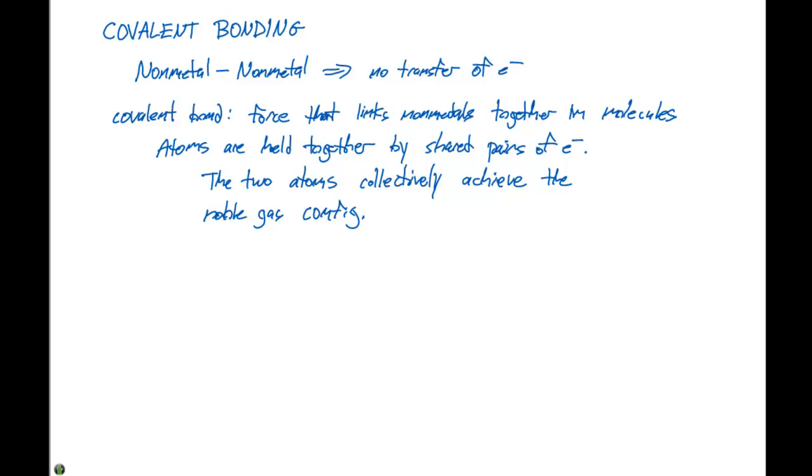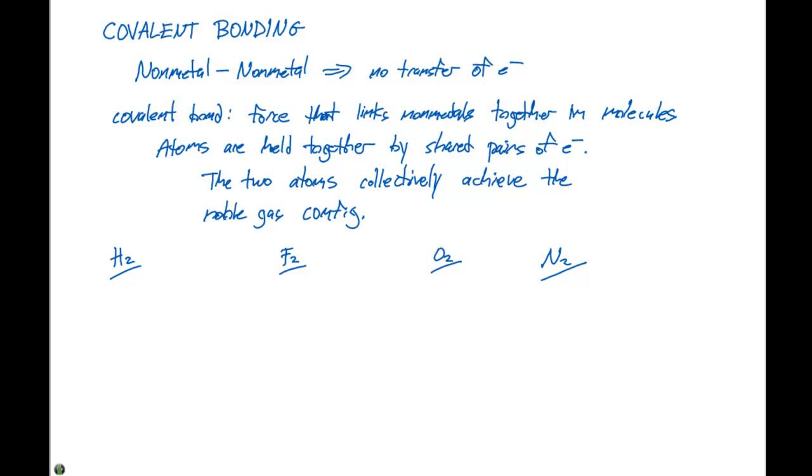The simplest case of covalent bonding happens in homogeneous diatomic molecules. So we'll look at 4 examples here, which are hydrogen gas, which is H2, fluorine gas, which is F2, oxygen gas, which is O2, and nitrogen gas, which is N2.